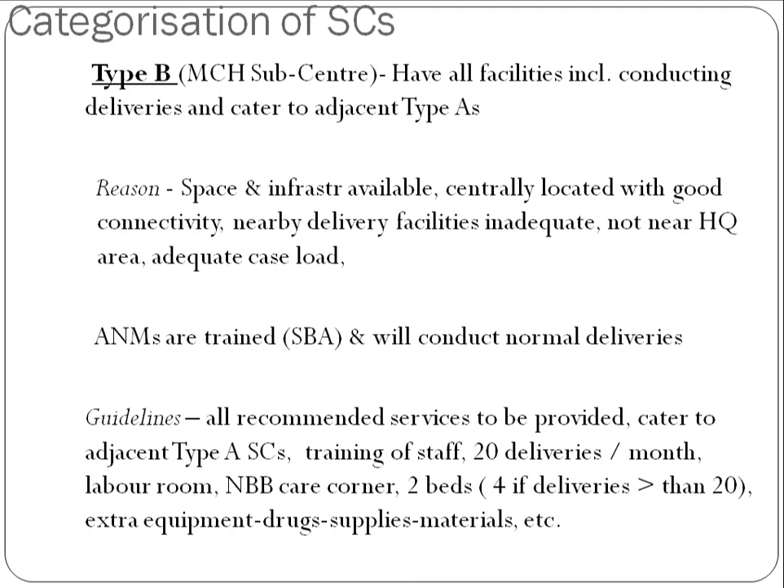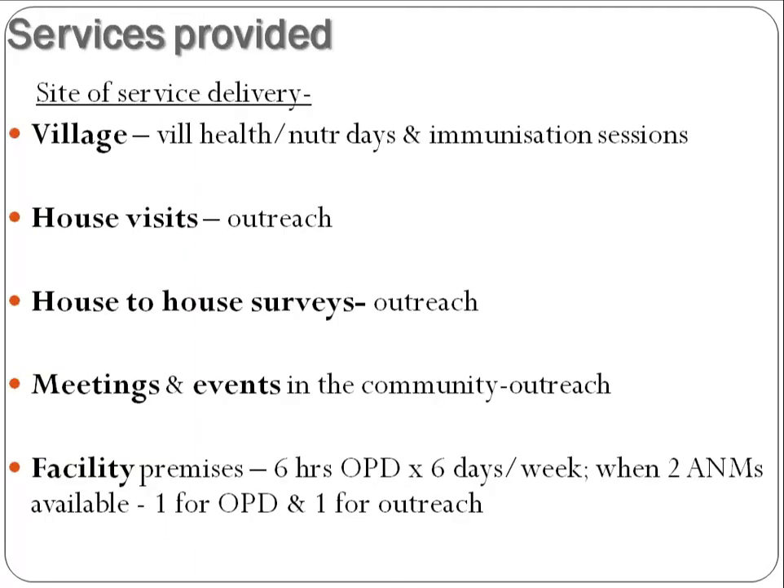Now, in the village, there are very, very important workers who are actually doing yeoman service to the community. They are the ASHA workers, the Anganwadi workers, and the traditional dais. You may add the village health guides. Then we came down to the sub-centers, and we discussed the 2 types of sub-centers, type A and type B. Type A doesn't conduct deliveries. Type B conducts deliveries.